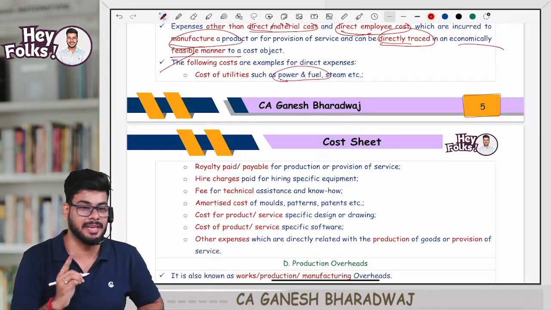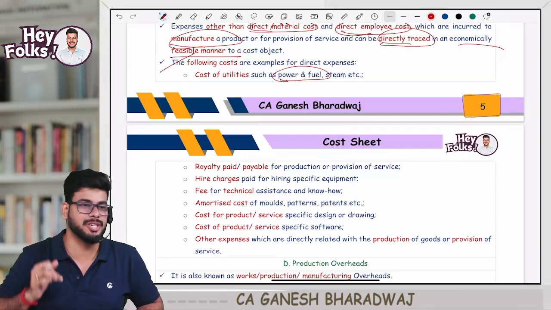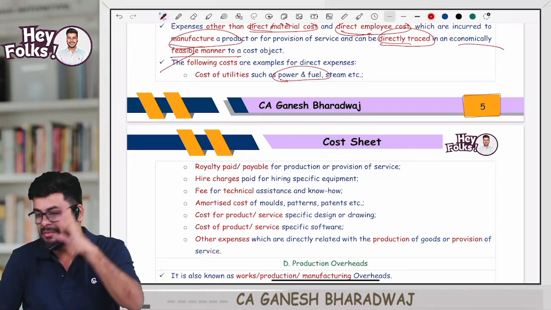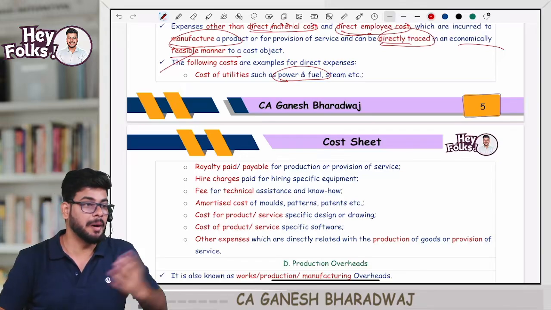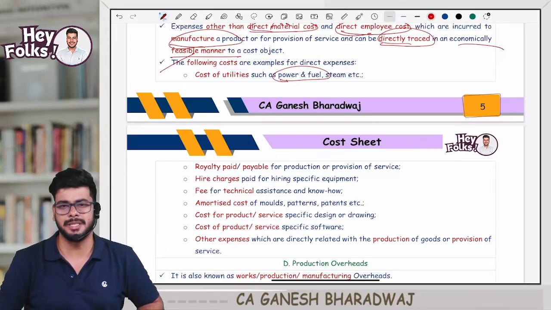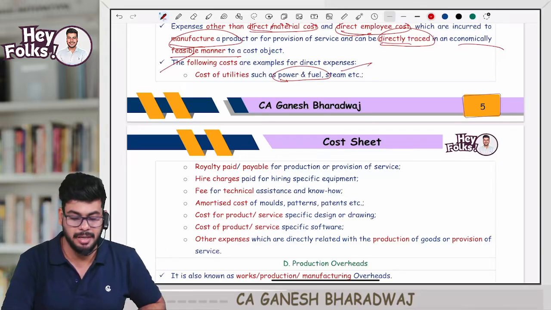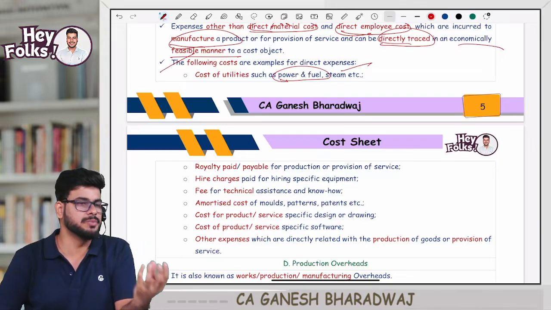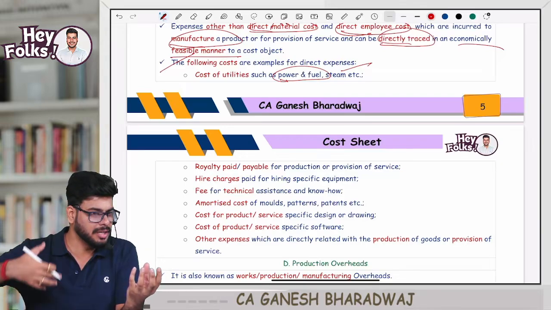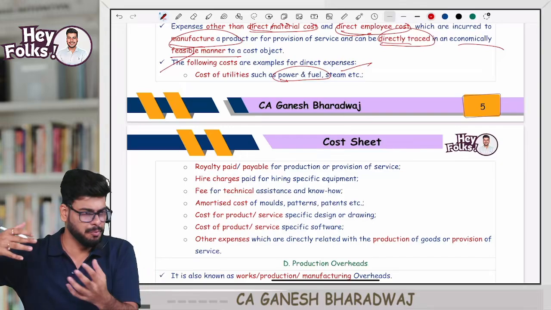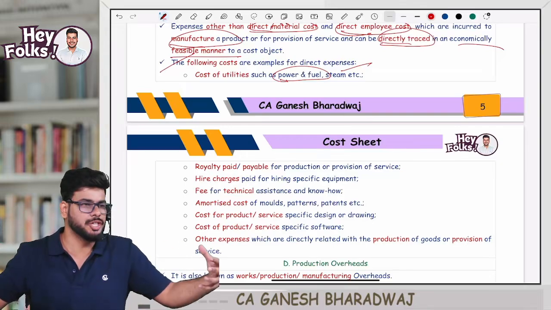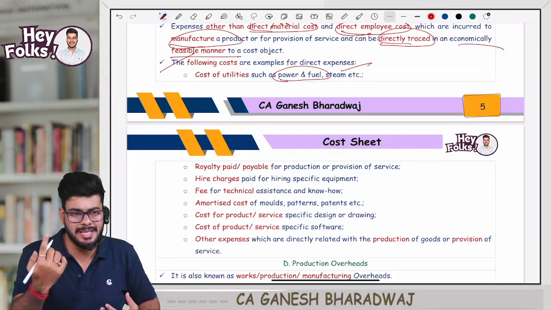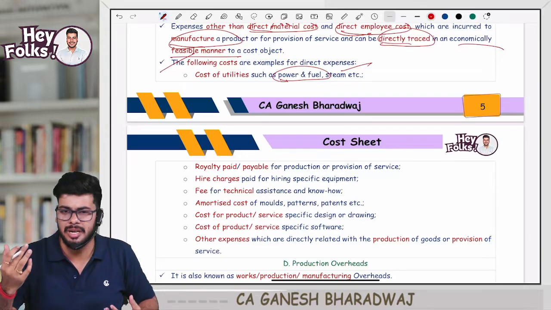I told you once again, this is a very controversial area. Some people say that power and fuel should come under POH. Some people say that power and fuel should come under direct expenses. Here they are saying it should come under direct expenses. The reasoning they are giving is, as I have to produce more units, I will run the machine for more hours, and as I keep the machine on for more hours, obviously my power consumption will increase. So it is directly traceable on a per unit level, is what they are saying.